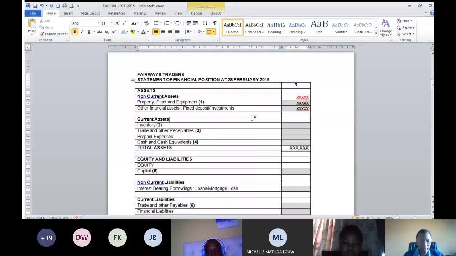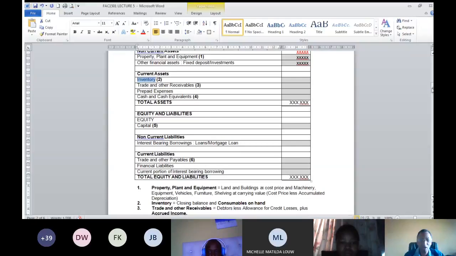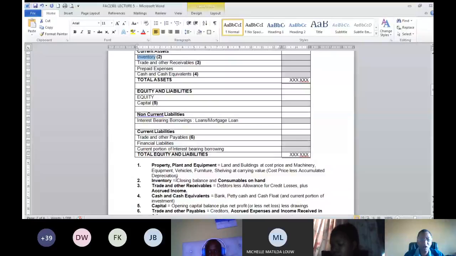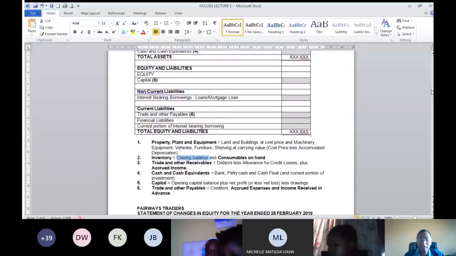Your current assets, on the other hand, guys, consist of 4 categories. You've got inventory, trade and other receivables, prepaid expenses, and cash and cash equivalents. Under your current assets, guys, your inventory can consist of 2 items. It can consist of closing inventory, the value of stock at the end of the financial year, plus any consumable items that you've got on hand.